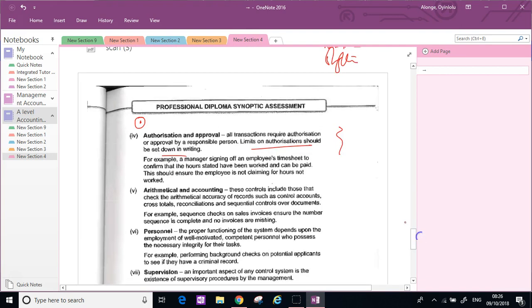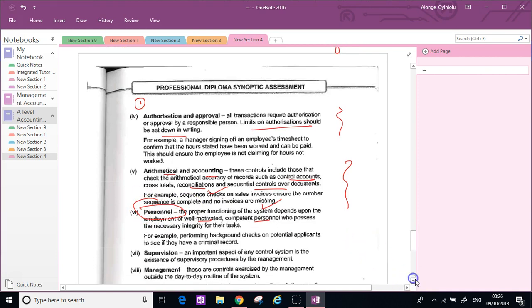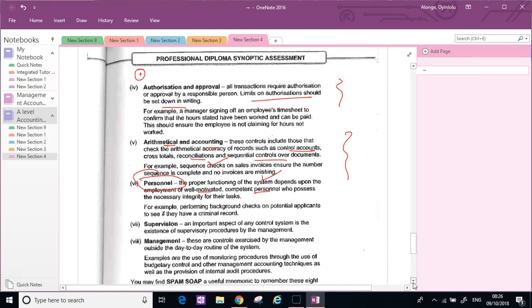One that doesn't seem to get talked about a lot is this question of arithmetic and accounting. So the key point is that sequence checks are important to ensure that for invoices, nothing is missing. So you're always looking to see if there are reconciliations, control accounts, and controls over documents. So make sure we're happy with that. Personnel. So the proper functioning of the system depends on the employment of well-motivated, competent personnel. So again, this question of who are the type of people working for us. That's part of having good controls.